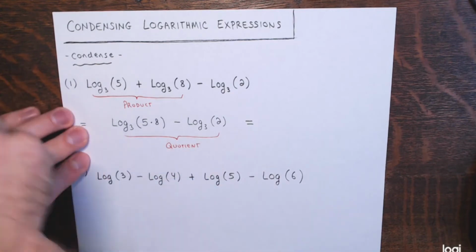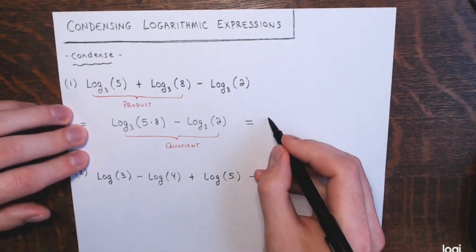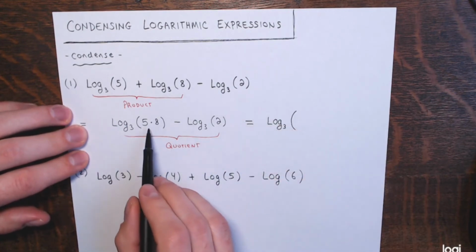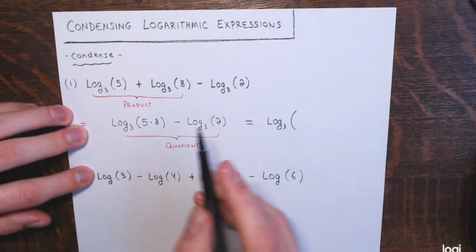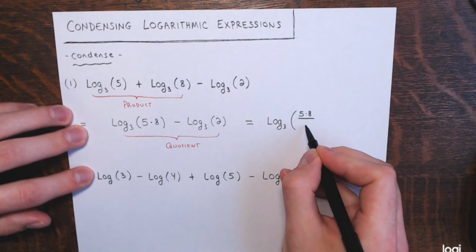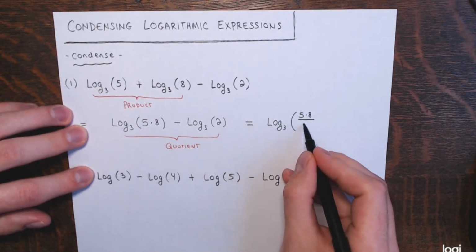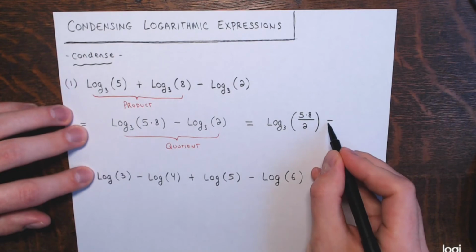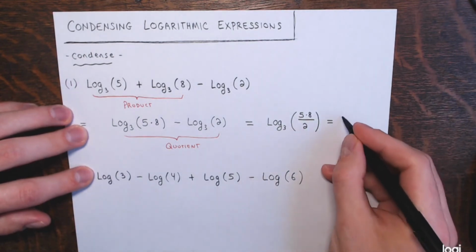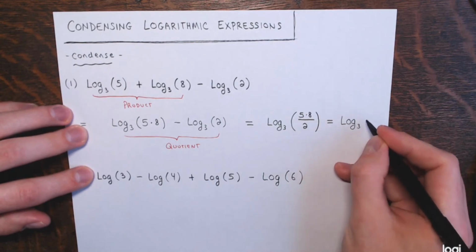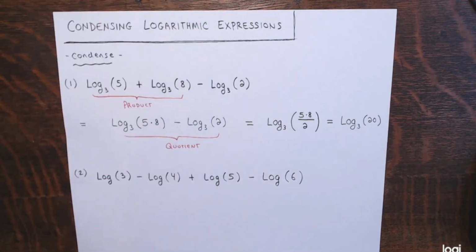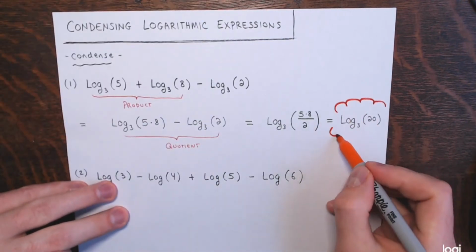And I get my final expression here. This would be the log base 3 of, and then the numerator is the first input from the difference, 5 times 8, and then divided by, the denominator is the second input from the difference, 2. And of course, if we have just numbers in here, we should simplify this. 5 times 8 is 40, divided by 2 is 20. So the log base 3 of 20 is my final response, that original expression written as a single logarithm.